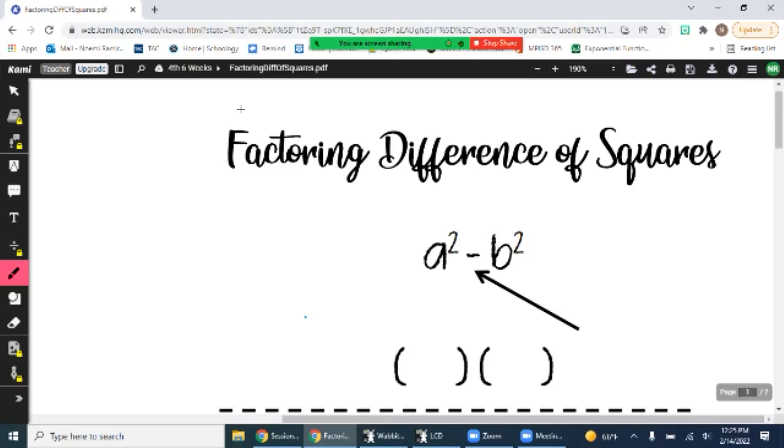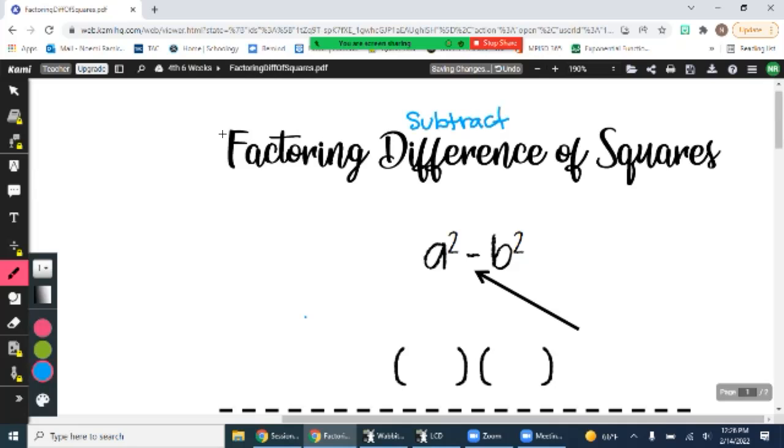Now, one of the words that you should automatically be able to recognize is what? One, two, three. There's 4 words there. You should be able to recognize one of those words. What word is that? Difference. What does difference mean? It means to subtract. You see this minus sign? We are subtracting. There is a difference of 2 squares. So this is our difference. Difference, minus, subtract, whichever way you want to think about it.